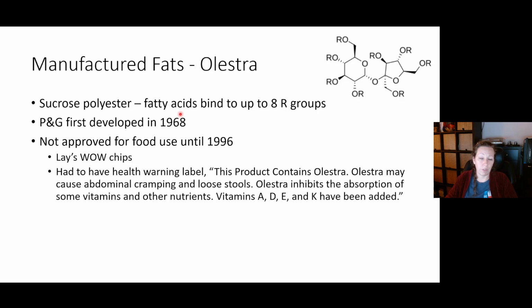from the very beginning, because of the previous research that they'd done, and they knew this about this product, that the chips had to have a health warning label put on the bag that said: This product contains Olestra. Olestra may cause abdominal cramping and loose stools. Olestra inhibits the absorption of some vitamins and other nutrients. Vitamins A, D, E, and K have been added.